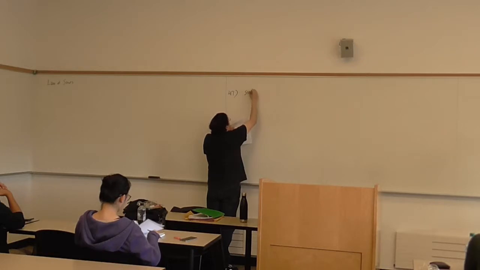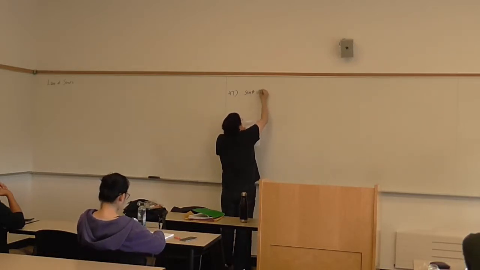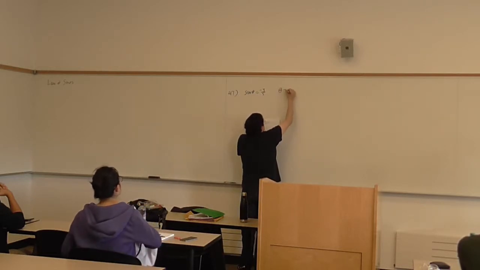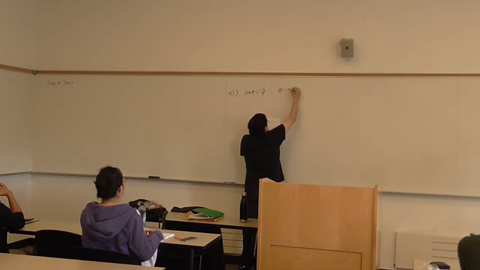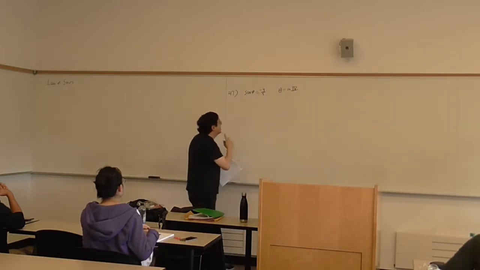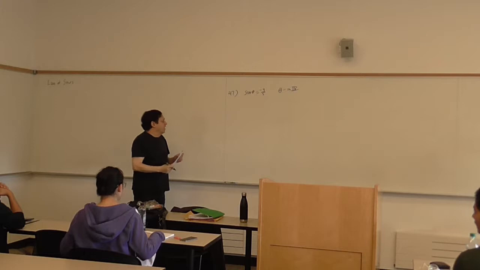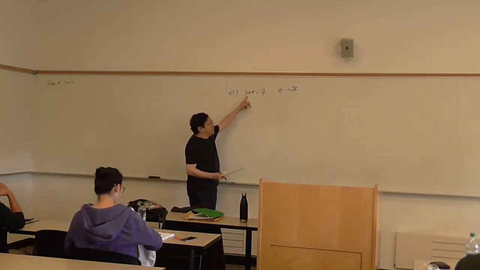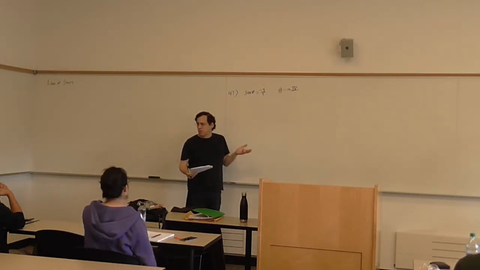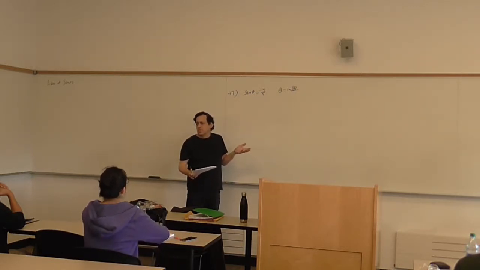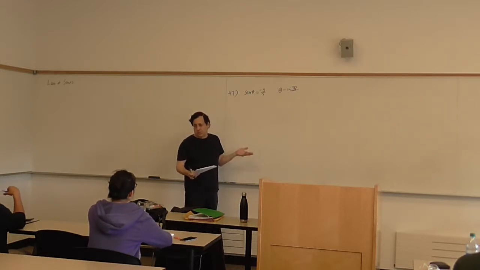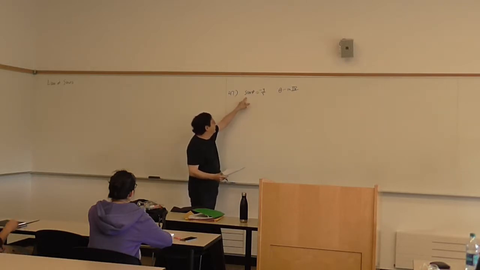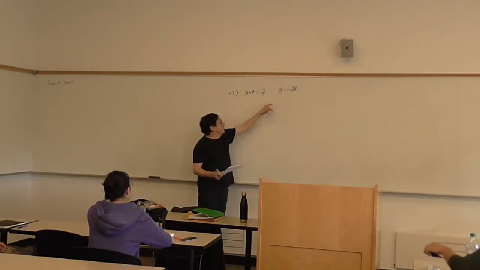Problem 47 says the sine of theta equals minus 4/5, and then it says theta is in the fourth quadrant. So as far as finding the values of the trig functions, if we know the sine and the cosine, we're golden, right? We know the tangent, the cotangent, secant and cosecant. So really, you just have to find the cosine of theta, given this information.